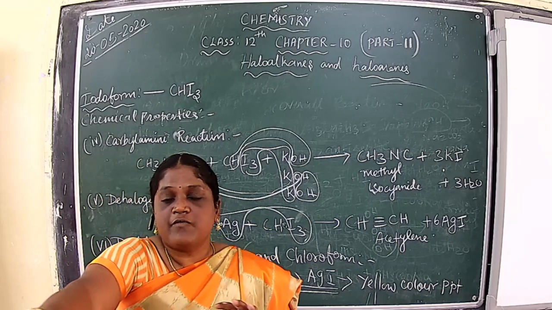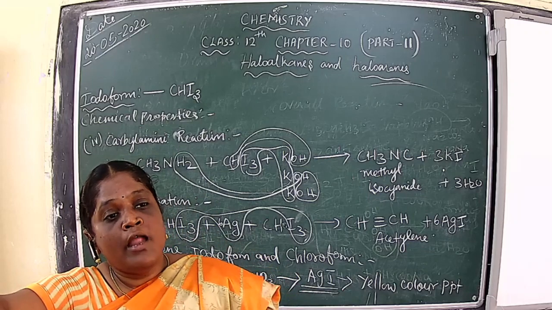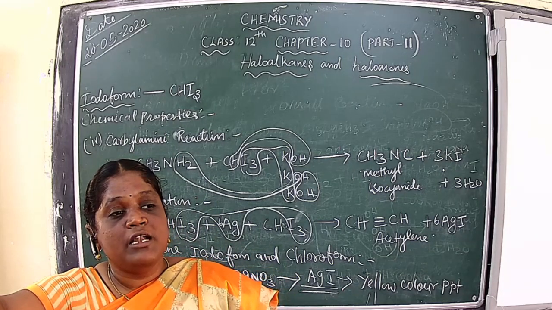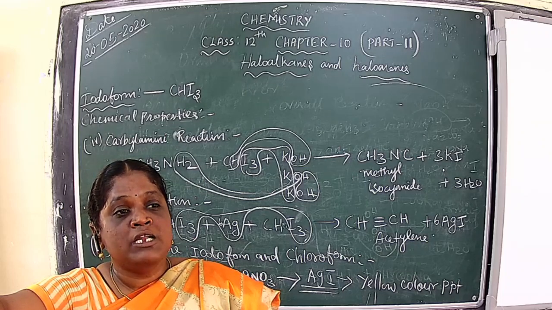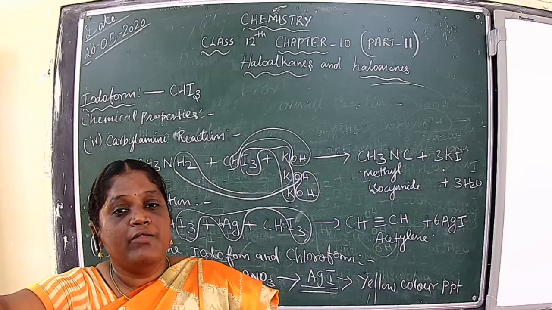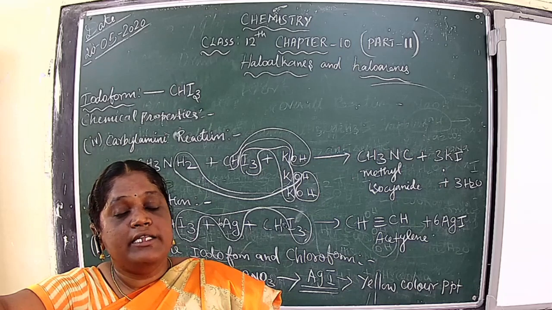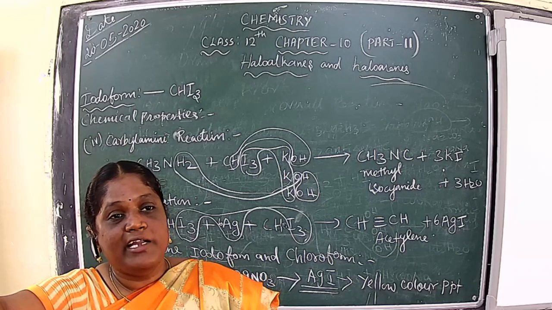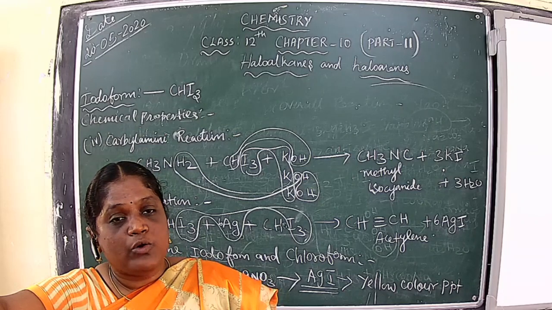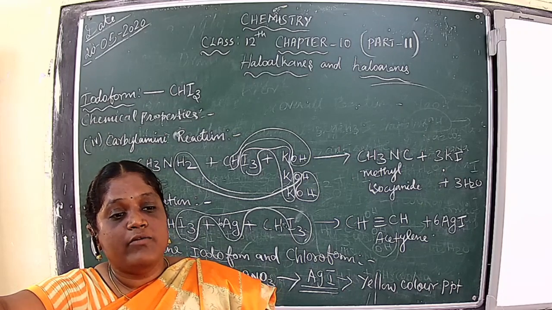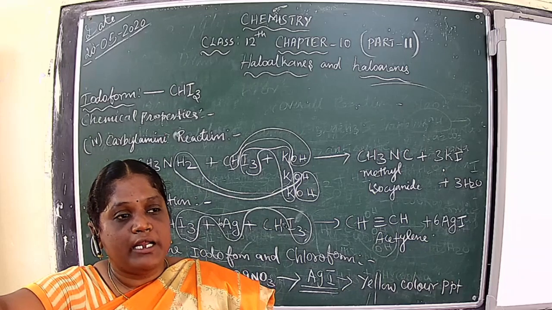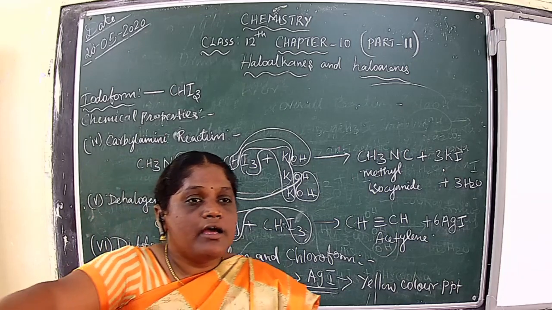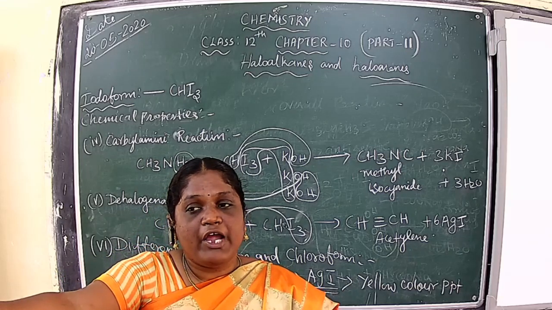What is the difference of iodoform and chloroform? When iodoform reacts with silver nitrate, it forms silver iodide, which is a yellow color precipitate. But when chloroform reacts with silver nitrate, it will not give that color of the precipitate. Clear? These are the chemical properties of iodoform.